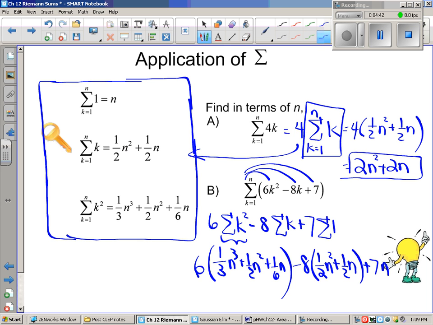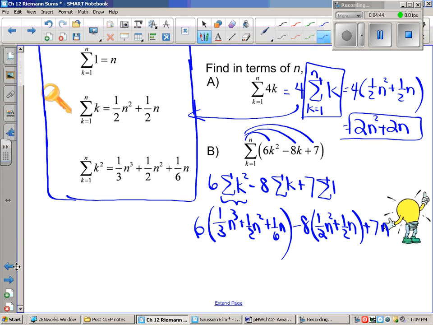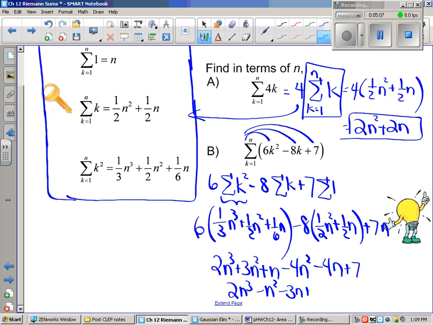And then I'm going to neaten this up simply by doing that multiplication, giving me 2n cubed plus 3n squared plus n. Now careful, this is negative 8 throughout, right? So it's negative 4n squared, negative 4n plus 7. And I'm going to combine like terms. 3 minus 4, so it's negative n squared. n minus 4n, that is negative 3n plus 7. And that is the answer that I'm looking for.